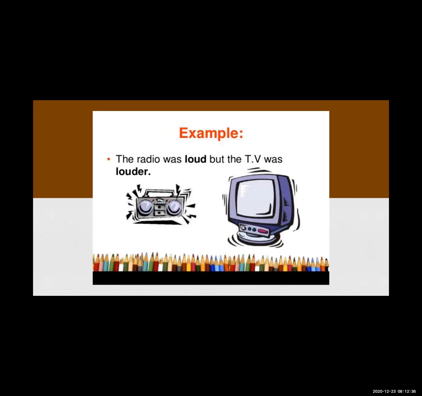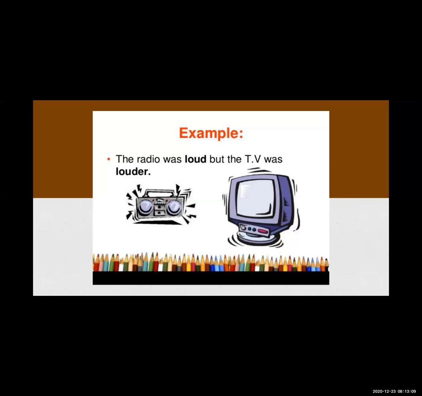Now, another example: the radio was loud, but the TV was louder. Over here, if you see the bold letters properly, they are showing that loud will become louder. This means the radio is loud, but the TV is even louder. The TV is louder, meaning more sound is coming from the TV and less from the radio. Naturally, because the radio is small, its capacity is small.